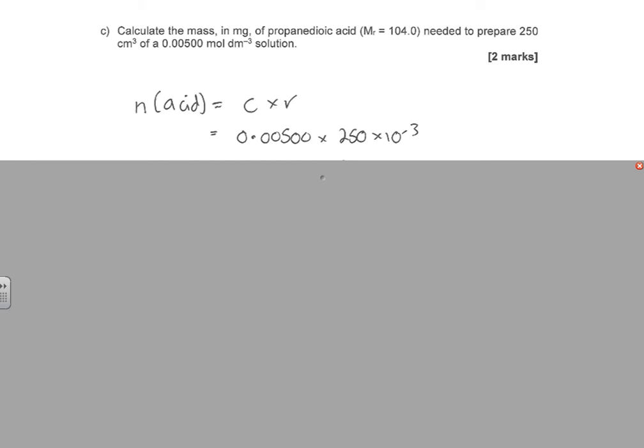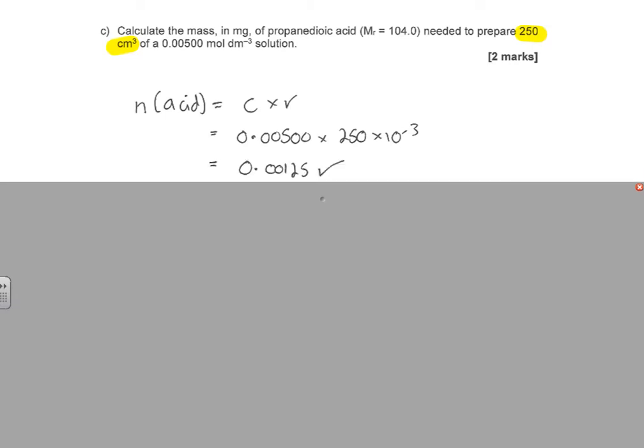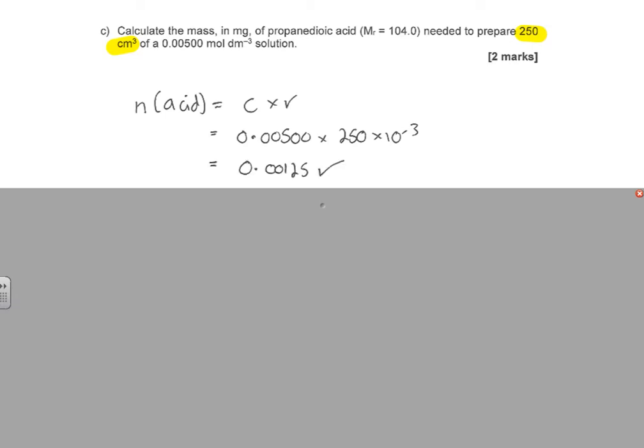Again, I need to be aware here of the unit conversions. Obviously, I want to work in decimetres cubed, but the volume I'm given is in centimetres cubed. Now, watch out for that. I saw quite a few people missing conversion factors. You may be one of those if you're looking at your work. So the volume I'm using is 250 times 10 to the minus 3. That's my conversion to decimetres cubed. That would give me a number of moles of 0.00125. And of course, that number of moles is the number of moles of acid I need.